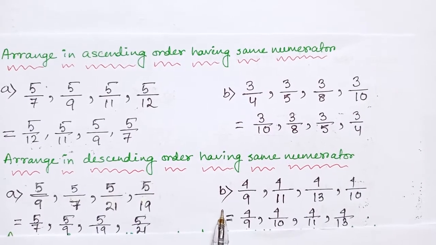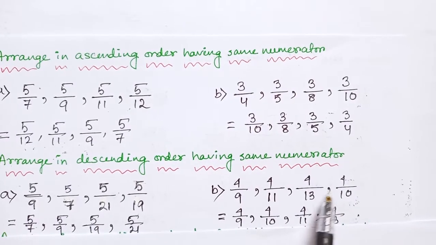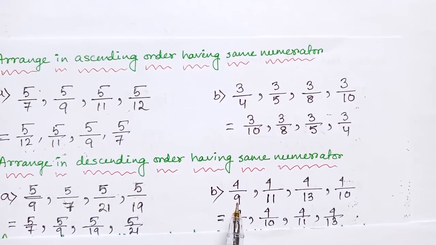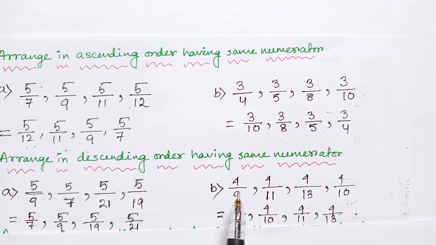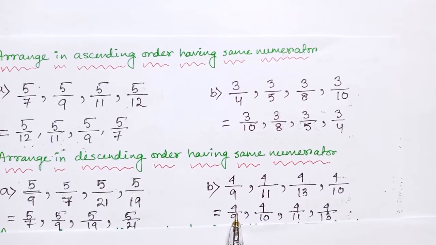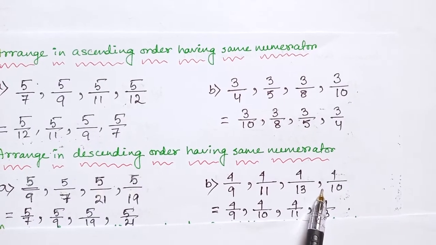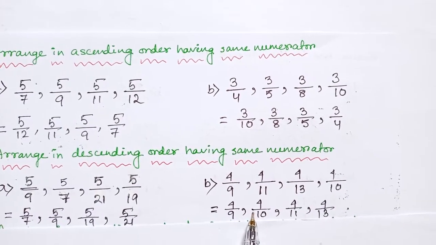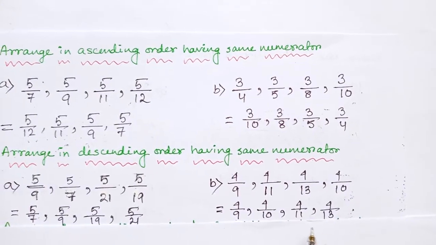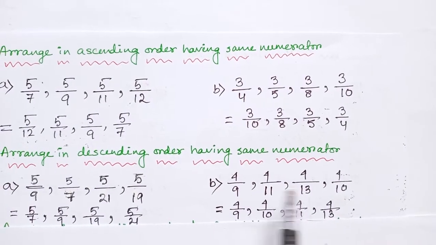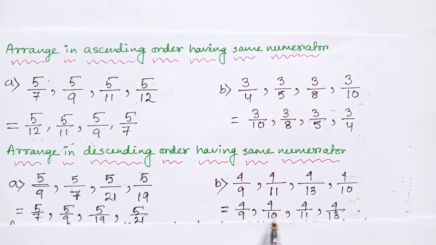Now come to example number B. 4 by 9, 4 by 11, 4 by 13 and 4 by 10. All the numerators are same, that is 4. Here the denominator 9 is the smallest one. So the fraction 4 by 9 is the greater. So after 4 by 9, 10 is the smallest denominator. So 4 by 10 is the greater fraction. After that 4 by 11, then lastly 4 by 13, as 13 is the greatest denominator in this fraction. So this is the arrangement of this fraction in descending order.